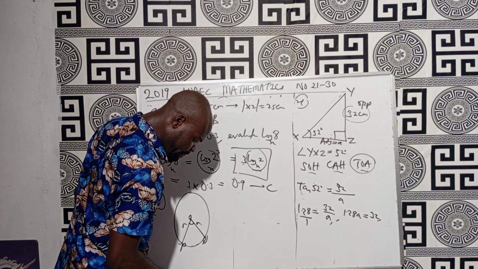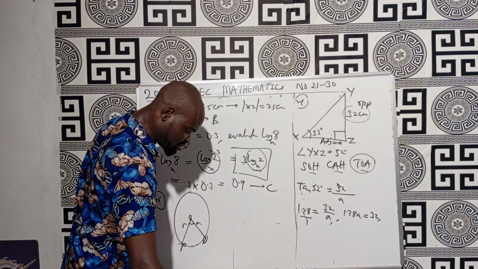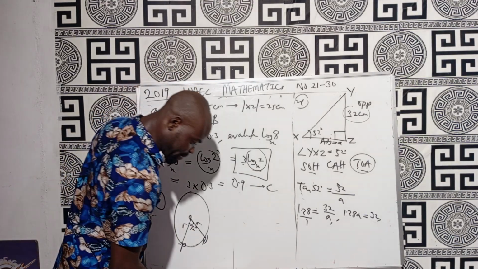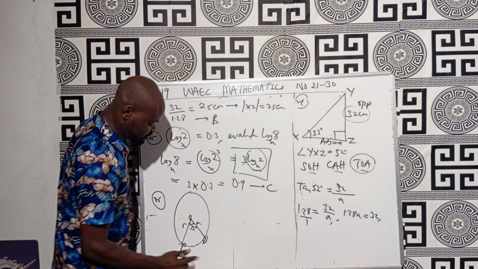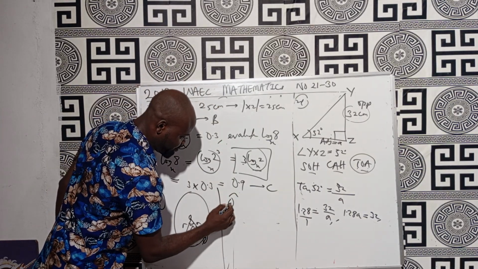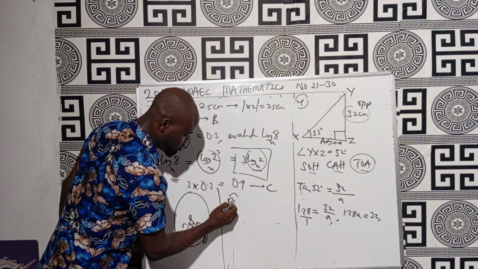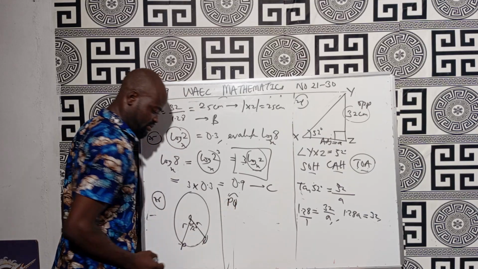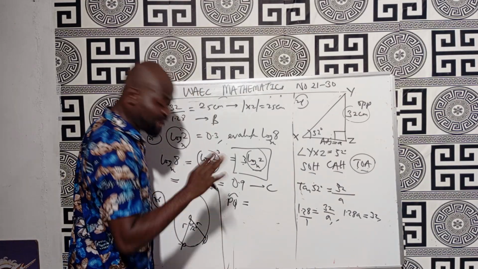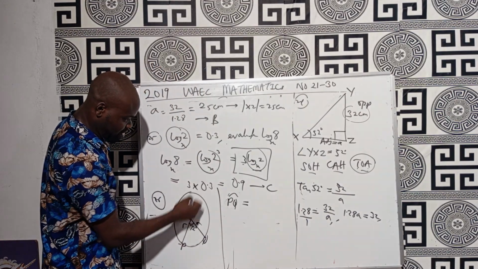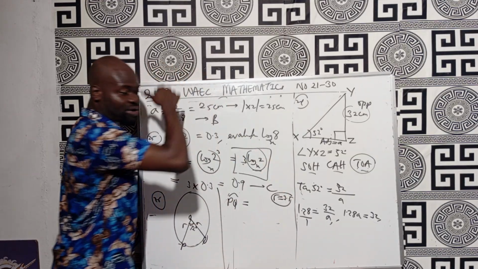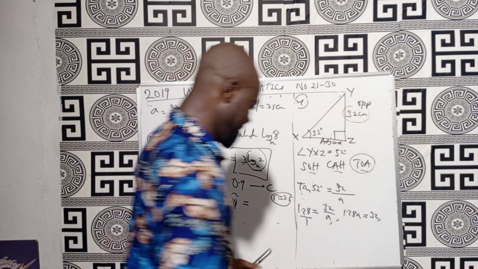So saying an arc subtends angle 72 at the center, we have 72 degrees at the center. Find the length of the arc. We have to find the length of this arc PQ. So the length of arc is what? If the radius R is 3.5, that's the radius. So what is the formula for calculating the length of an arc?